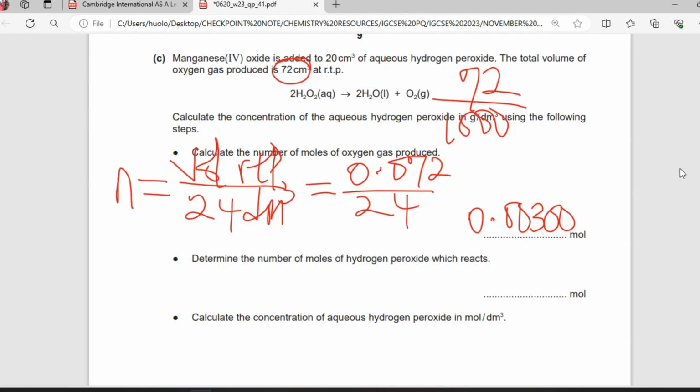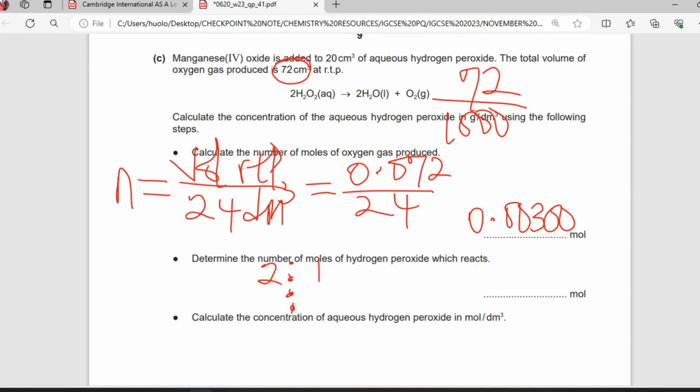The number of moles we calculated here is the number of moles of oxygen. Now I want to calculate the number of moles of peroxide. From the balanced equation, oxygen is 1 and hydrogen peroxide is 2. So the ratio of hydrogen peroxide to oxygen is 2 to 1.